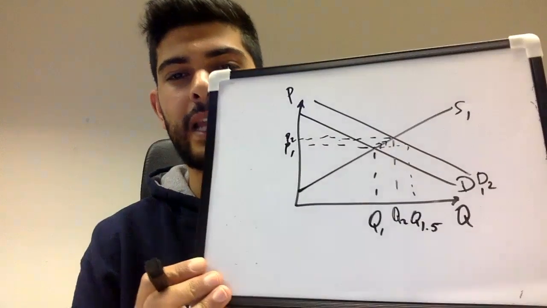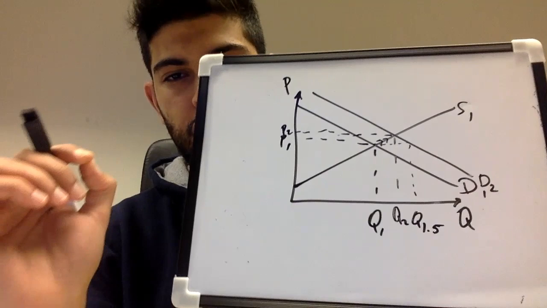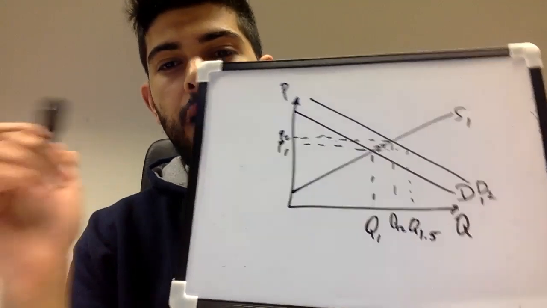The very final thing that happens is the rationing function, which is at the new price of P2, only Q2 units are actually consumed. Why not 1.5? Because some people are priced out of the market. Those people that were willing to buy it at P1, some of them may not be willing to pay P2.